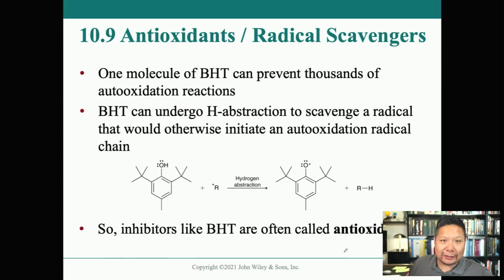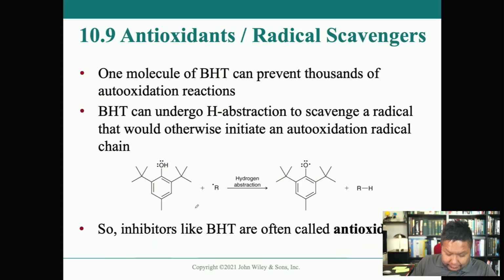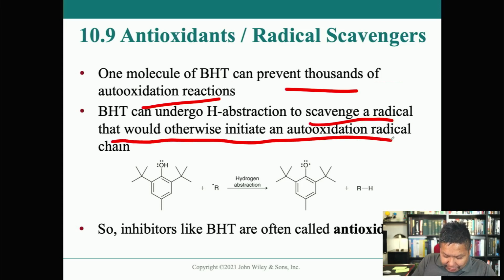So one of the molecules, BHT, I already forgot what it stood for. Let's go back. There it is, butylated hydroxytoluene, right? One molecule of butylated hydroxytoluene can prevent thousands of auto-oxidation reactions, right? BHT can undergo hydrogen abstraction and scavenge a radical that would otherwise initiate an auto-oxidation reaction chain, right? And so inhibitors like BHT are also called antioxidants.